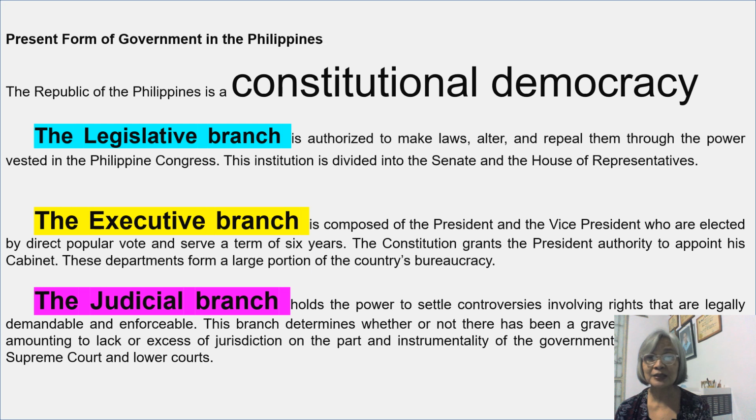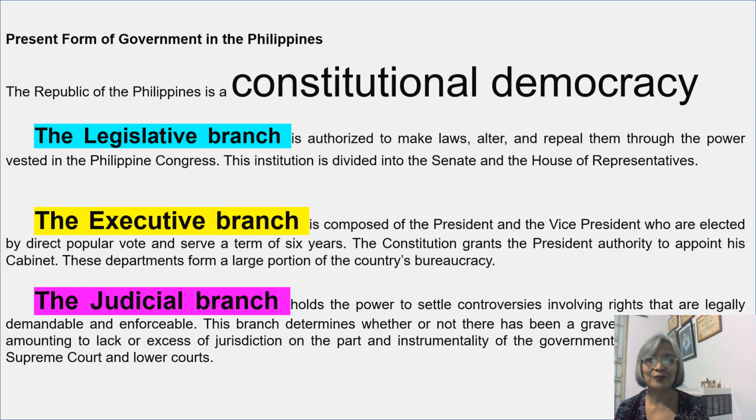Pero tayo, pag sinabi natin Congress, nasa isip natin yung mga congressmen. Ano na yan eh, misnomer. Kasi ang Congress refers to the upper house and the lower house. So yung upper house yung Senate and the lower house is the House of Representatives. It's the Congress is the entire house, upper and lower. Kaya lang sa Pilipinas, tinatawag natin Congress yung House of Representatives.